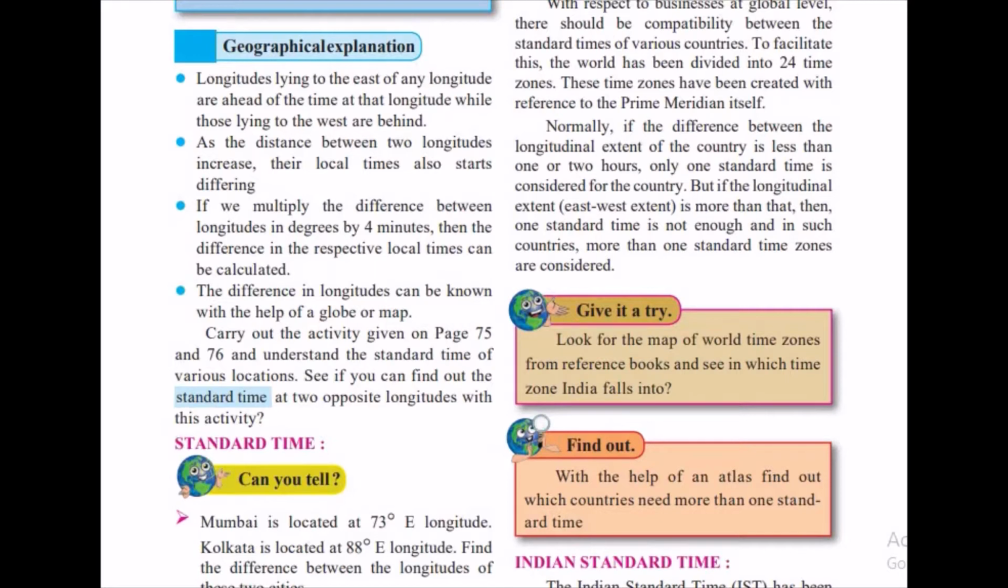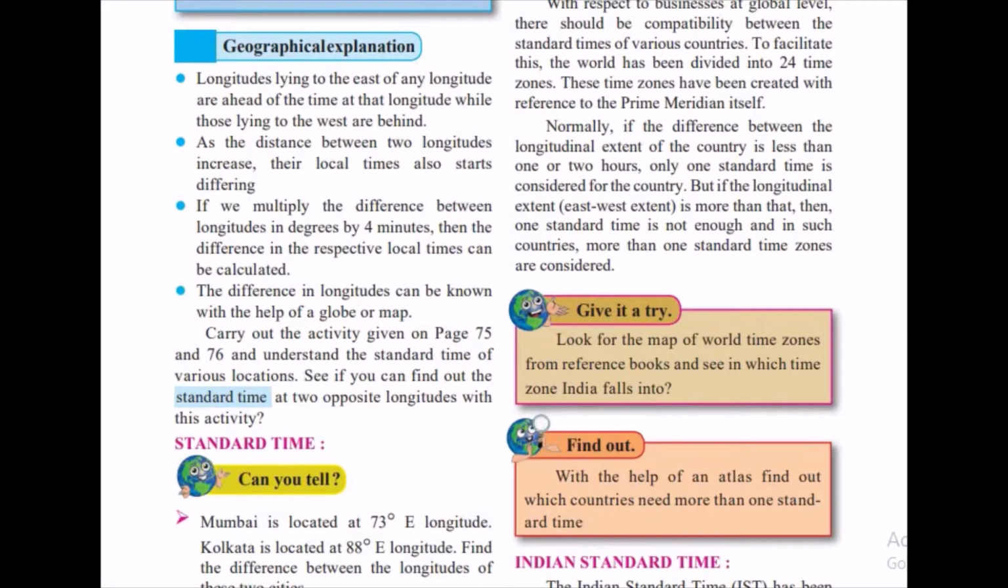Students, we have already seen in the first part how we decide the local time, and I gave you a brief explanation about the longitudinal extent: the difference between two longitudes is 4 minutes. Now I'll give you the explanation in detail.